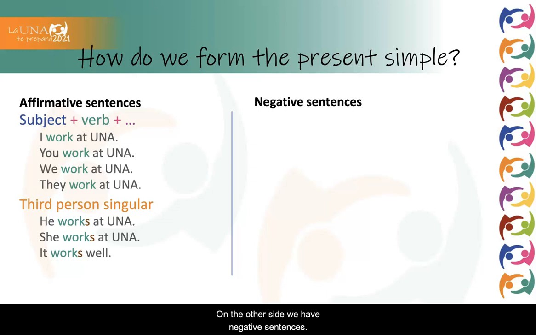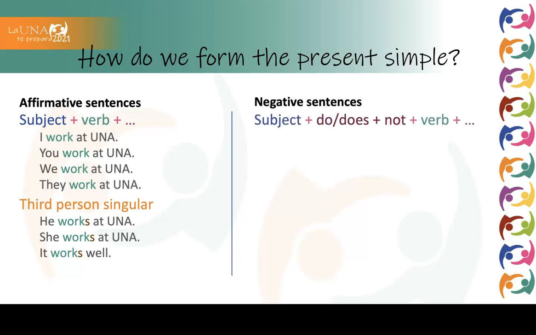On the other side, we have negative sentences. For this, we use this structure. We need a subject plus an auxiliary, either do or does, plus not, then the verb, and whatever else we're saying. For example, I do not work at una.